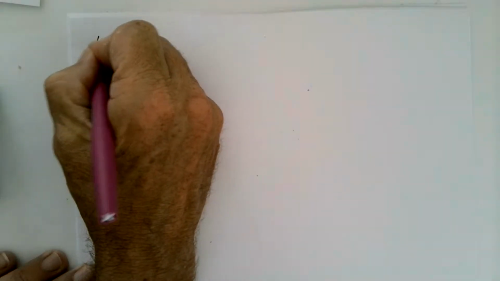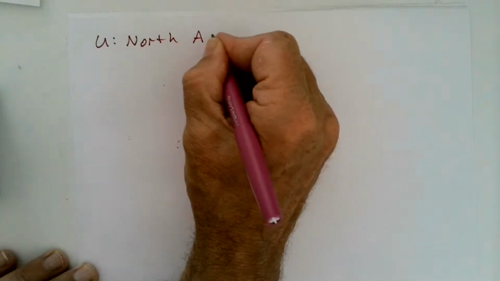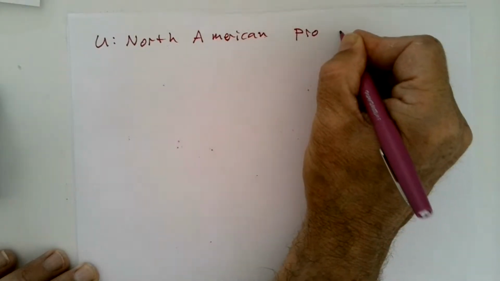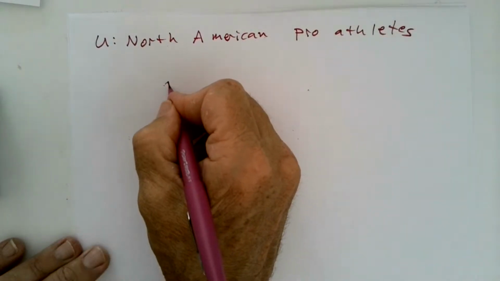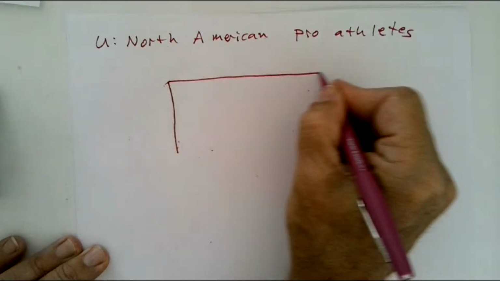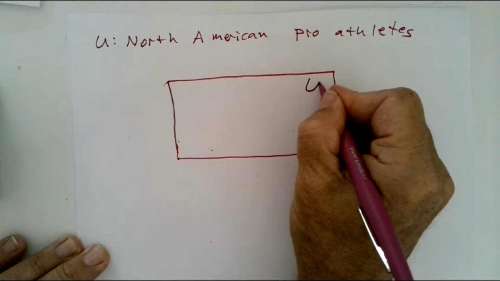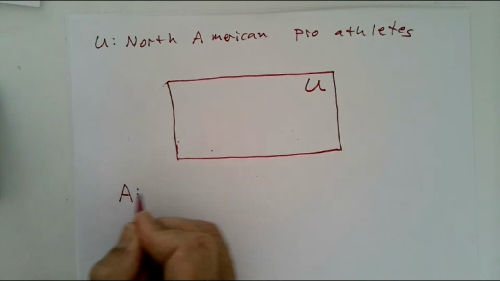So we get our idea. So we looked at letters for our universal set for that first example. This time, let's let U be North American professional athletes. So we draw our U. Put it up here in the corner. That's our set U. And the set A will be NFL players.